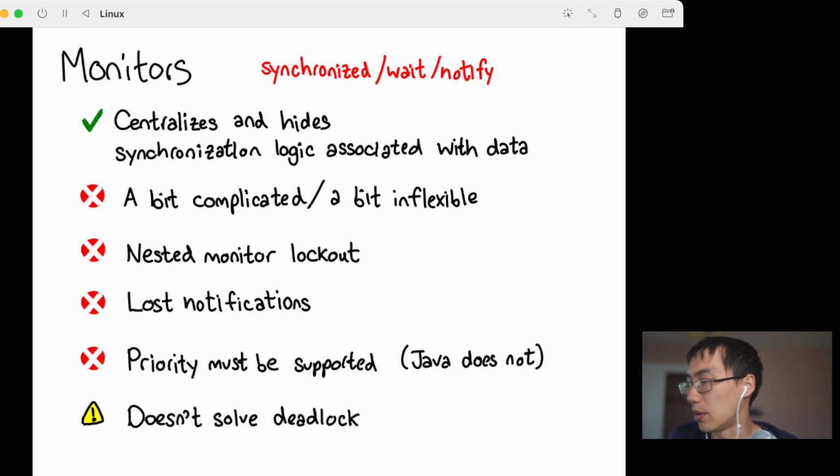Okay, that's everything I wanted to say about monitors. Any more questions about monitors?